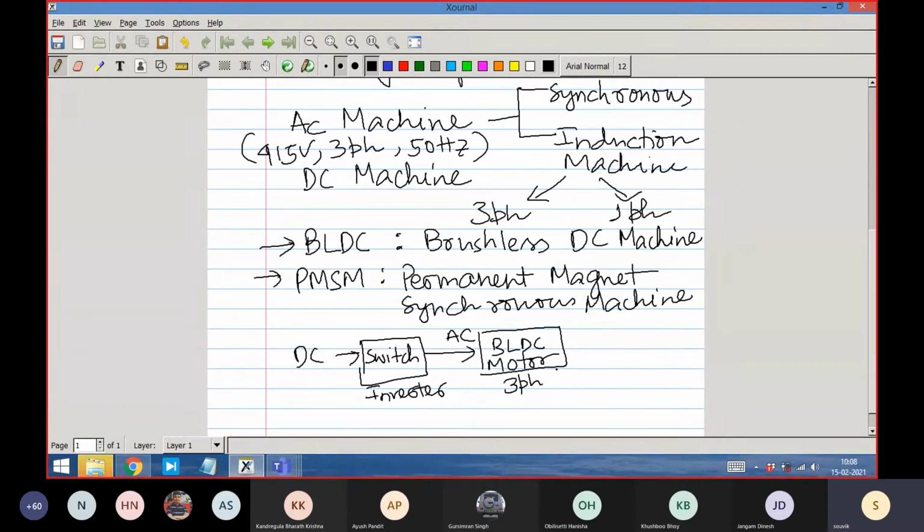Another point is that when we refer to these things, we are usually referring to sinusoidal supply. Later we will see that the supply is square wave. So these are the differences with modern machines like BLDC machines.